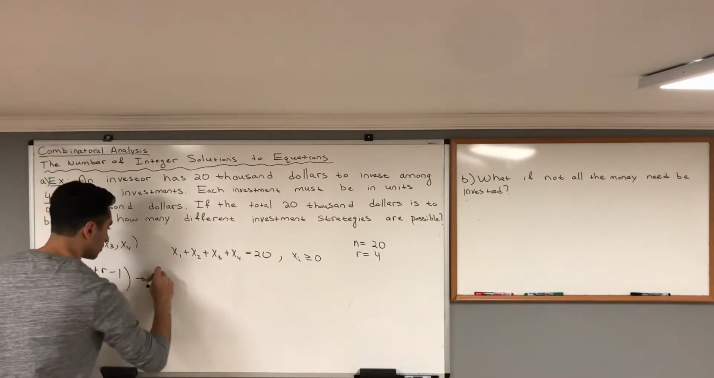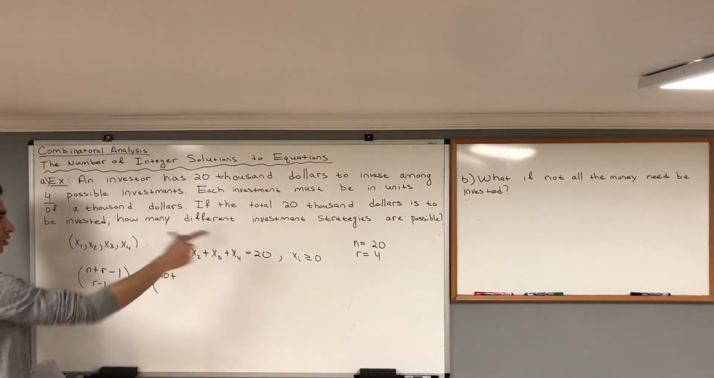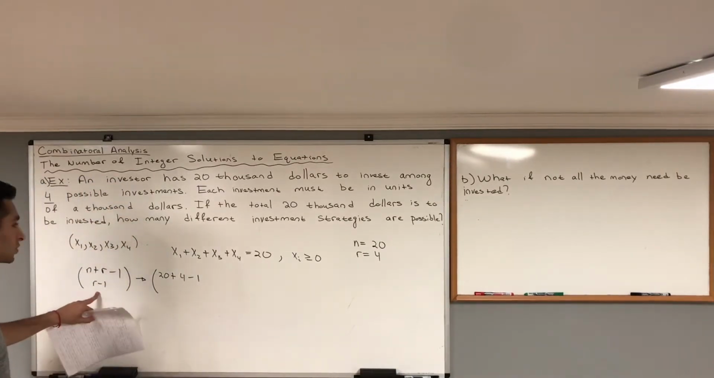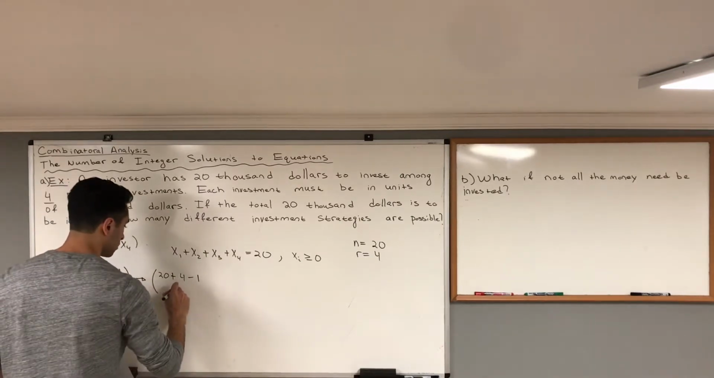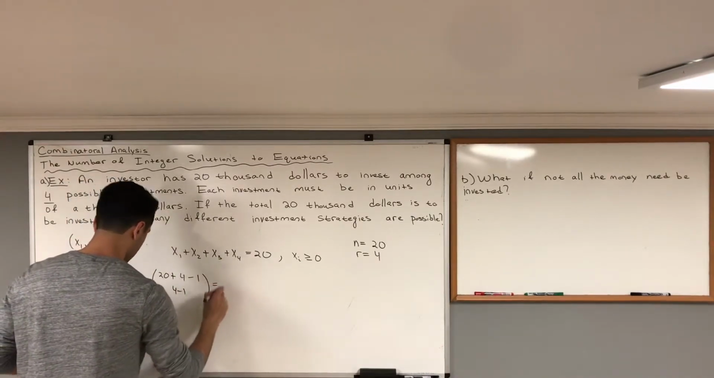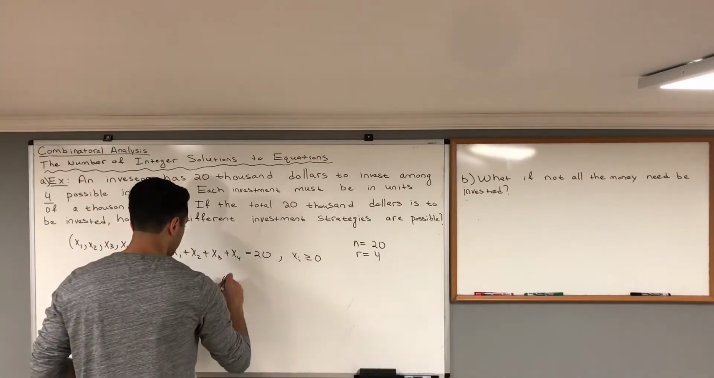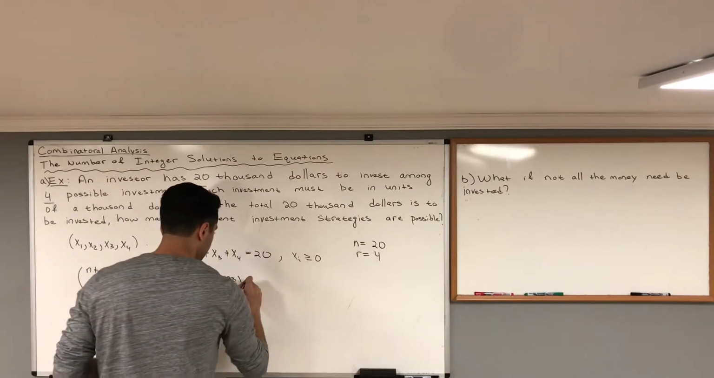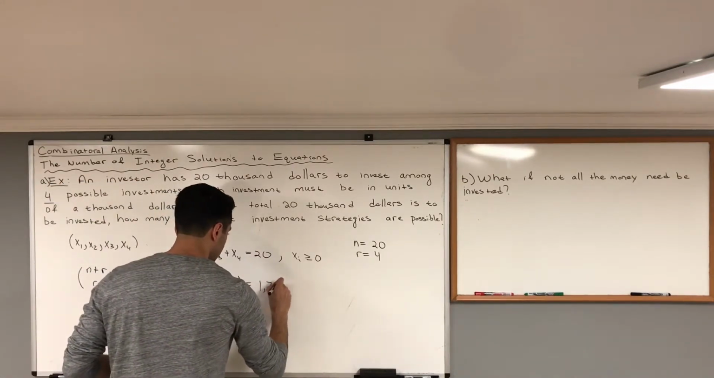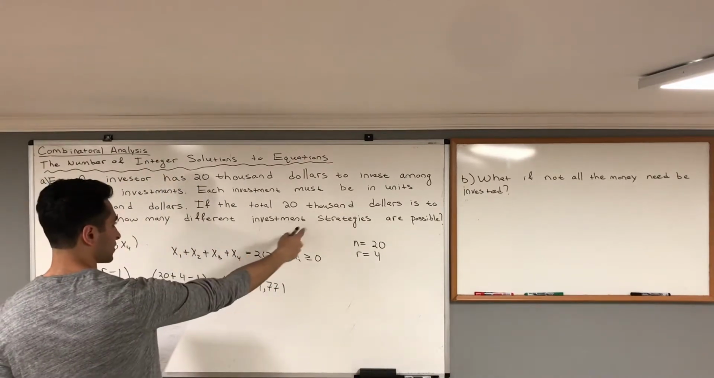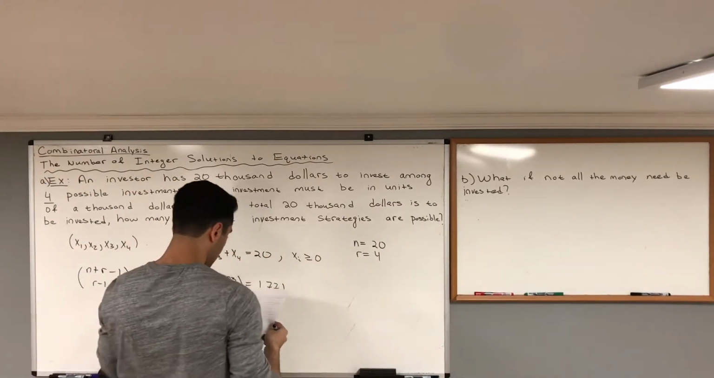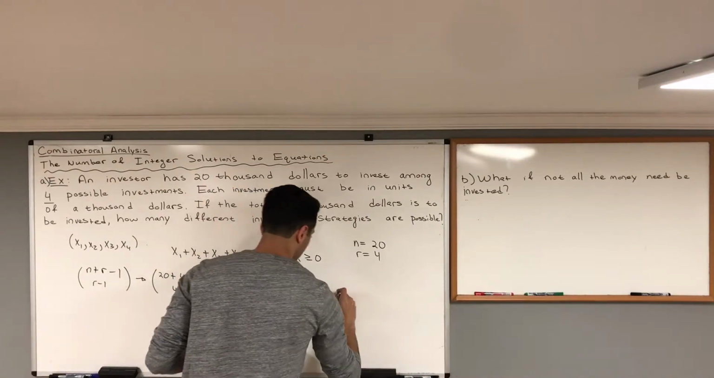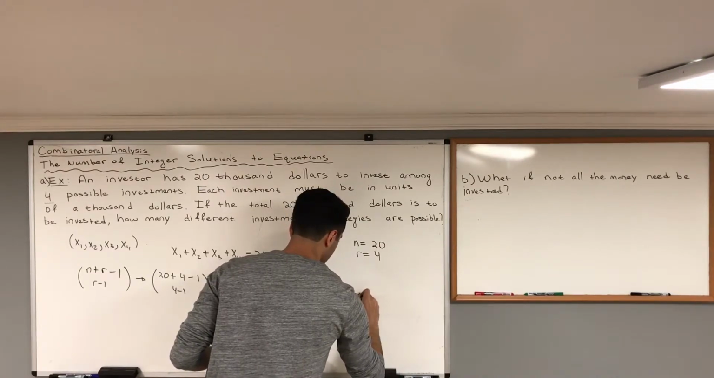n is 20 plus r, which is 4. And I subtract the 1. And then I choose r minus 1, which is 4 minus 1. So this ends up being 23 choose 3. And that comes out to 1,771 total different investment strategies. So this is the possible strategies.